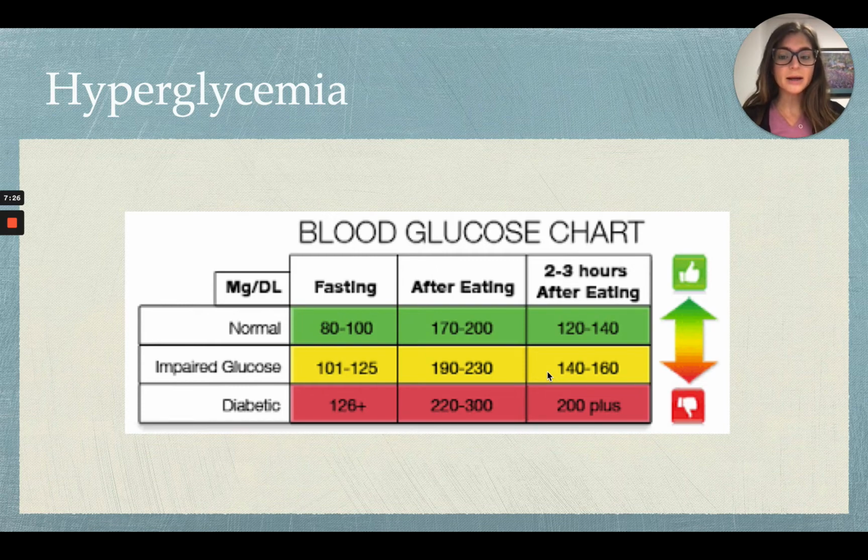Now, in diabetics, fasting glucose levels are typically going to average around 126. After eating, we may see spikes in the 200 to 300 range sometimes, and even 2 to 3 hours after eating, an individual may still have pretty high blood glucose levels, even after insulin has been utilized. So the goal is to have blood glucose levels 2 to 3 hours after eating as close to the 120 to 140 range as possible.